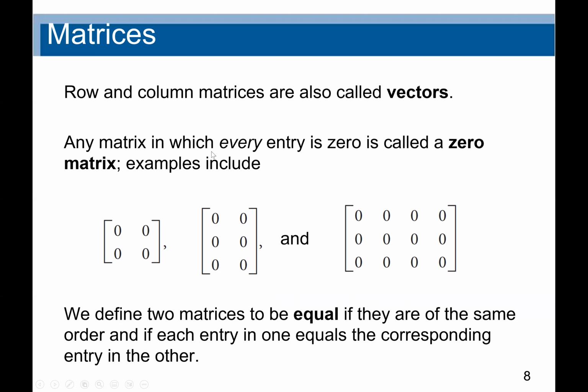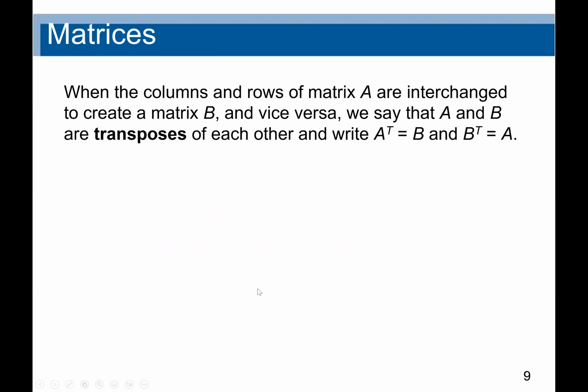And any matrix in which every entry is 0 is called a 0 matrix. So for example, here we have a 2 by 2 matrix. It's a 0 matrix because all the entries are zeros. Now we can define two matrices to be equal if they are of the same order, which means the size of the two matrices are the same, and also the entries in both matrices are the same values. Then we'll say that the two matrices are equal.